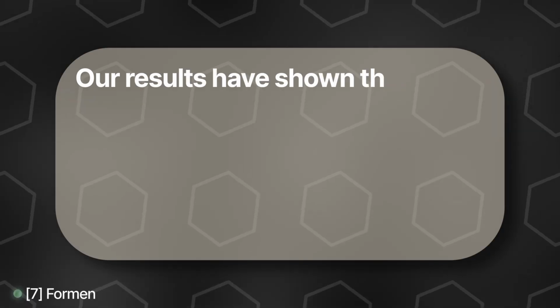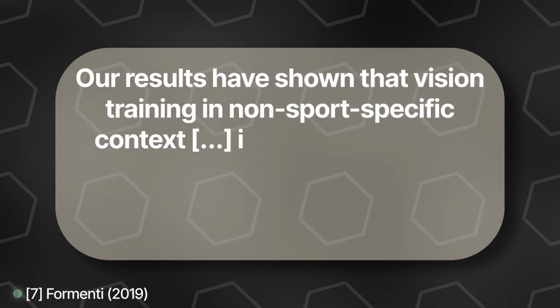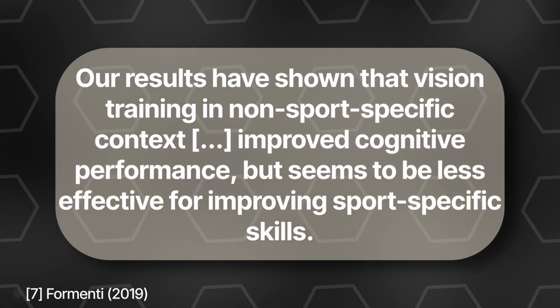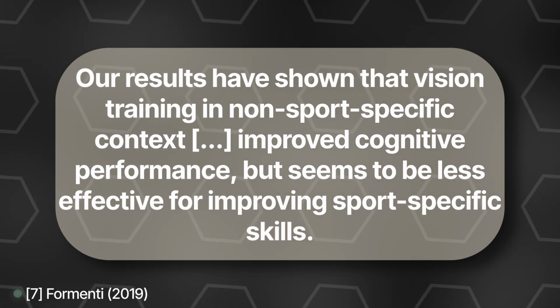The idea being you can break up behavior into parts, the visual reaction and the spiking movement, and put it back together again. But this volleyball example was tested. Our results have shown that vision training in non-sport specific context improved cognitive performance, but seems to be less effective for improving sport-specific skills. So they got good at what they trained, but it didn't transfer to the full sport very well.